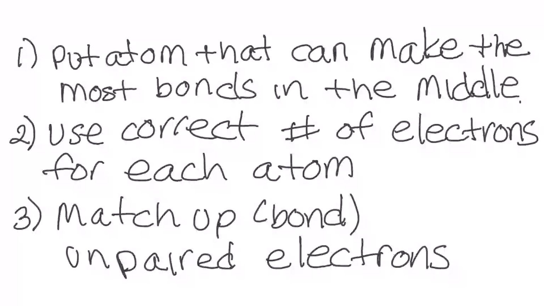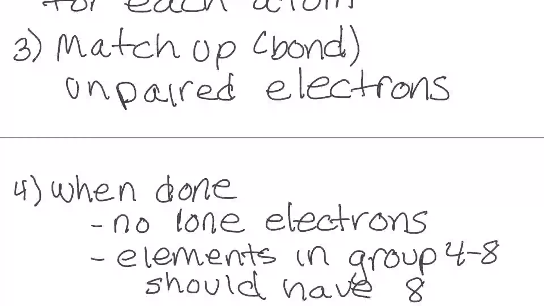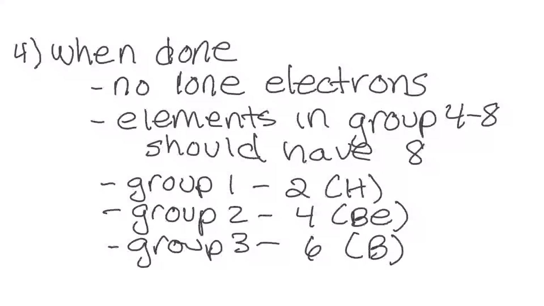had single bonds. So we're going to first put the atom that can make the most bonds in the middle. And that is based on its position on the periodic table. Two, use the correct number of electrons for each atom. You're going to make mistakes if you don't start with the correct number for each. Then, if any of them are single electrons, we've got to match them up and pair them up and make bonds. And we always start with the single bonds first before we try something else.